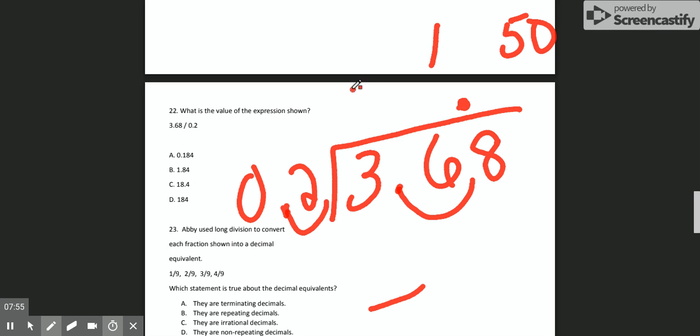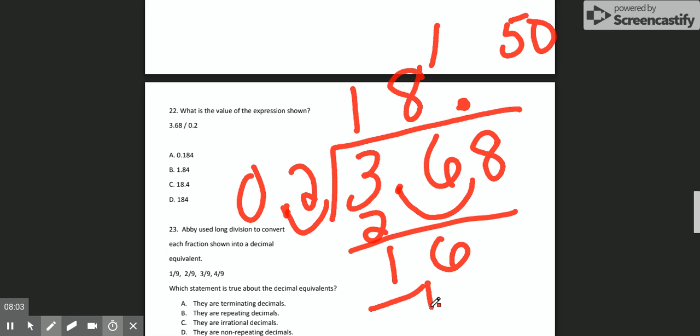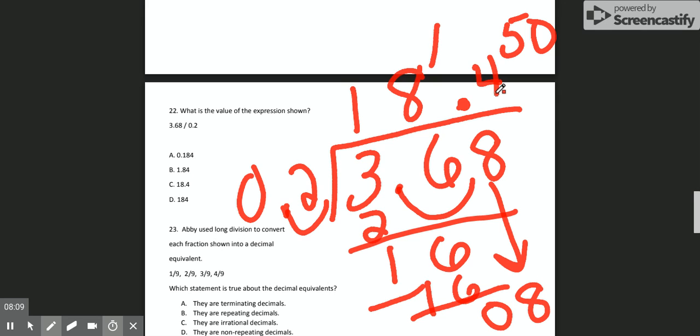2 goes into 3 one time. You have 1 left over, so you bring down your 6. 16, 2 goes into 16 8 times, so that would be 16. Nothing left over, and you bring down your 8. And 2 goes into 8 4 times. So 18.4, so you gotta move your decimal points. So C is the right answer for 22.